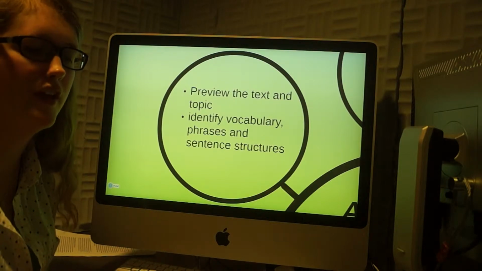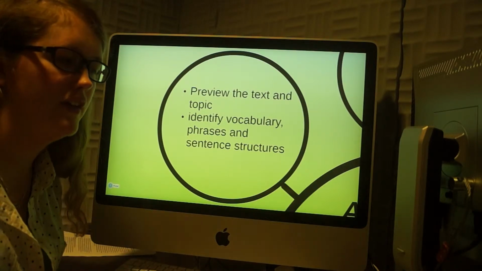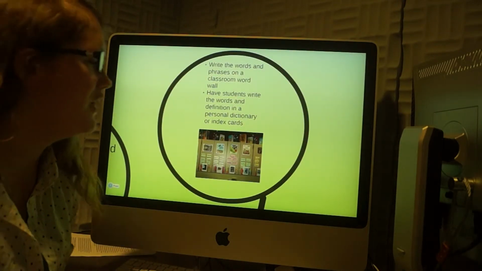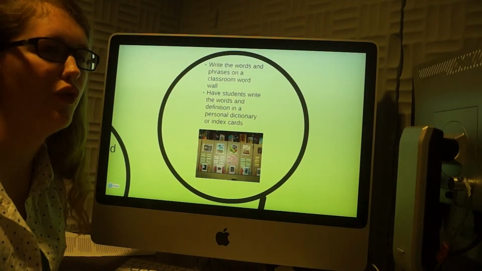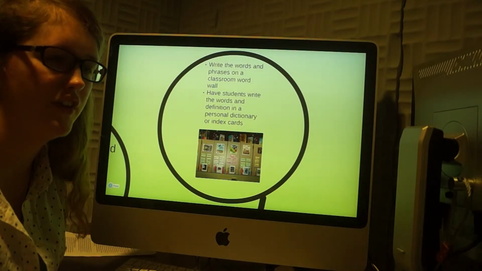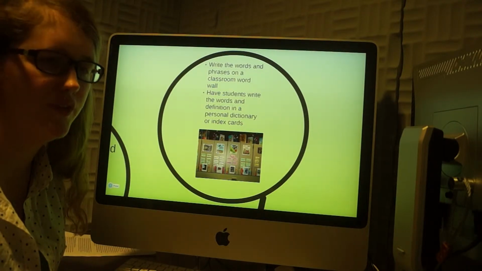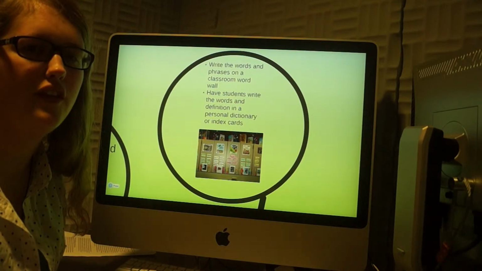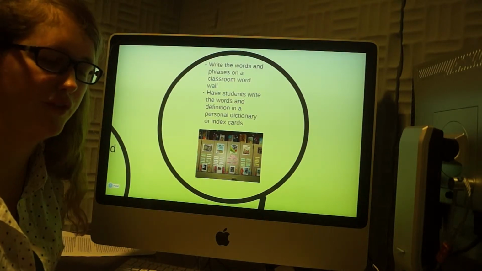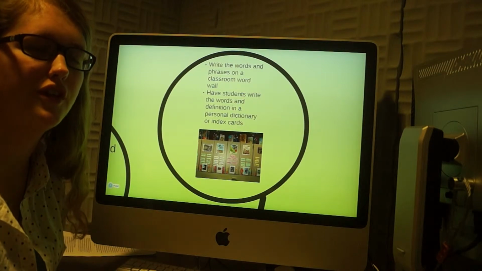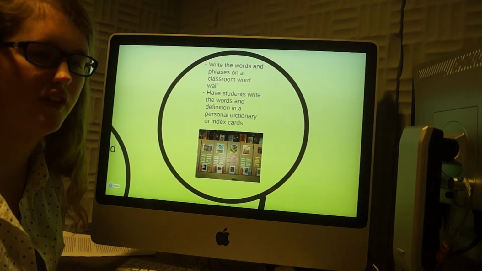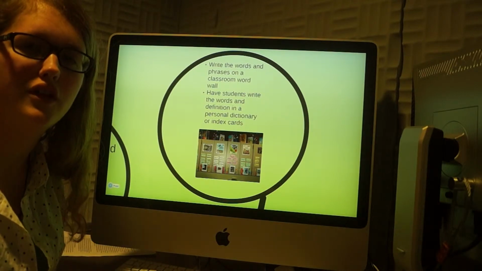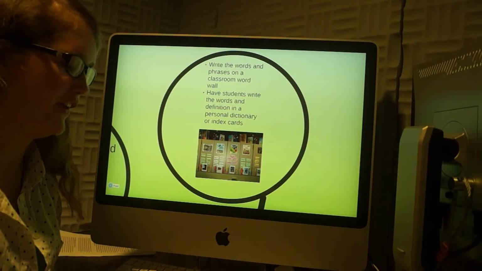So just point them out, like, hey, this is cycle. It's going to be a word that we're going to need to know. And then an idea is to write these on a word wall or a class dictionary, or encourage students to use a dictionary. Also, you can have students write these words in their own personal notebook dictionaries. So they're writing the definition themselves, and writing it and repeating it can lock in that understanding of the words.